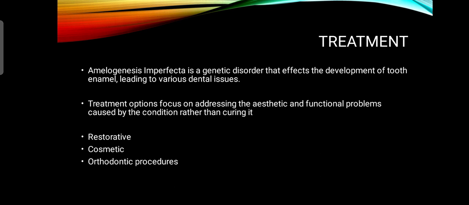Then comes the orthodontic treatments, which may be necessary to correct the bite if it is misaligned or address other dental alignment issues. In some cases, where the jaw is affected, there may be a need for orthognathic surgery. Other important considerations while treating amelogenesis imperfecta: we must start treatment early, with intervention ideally during childhood. Then it will help prevent further complications and improve long-term oral health.